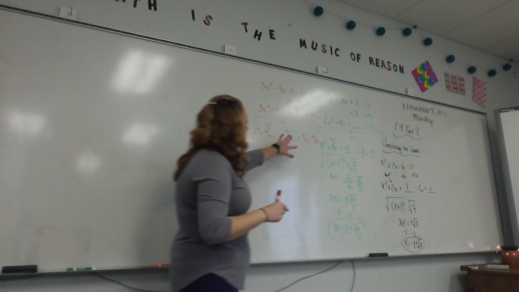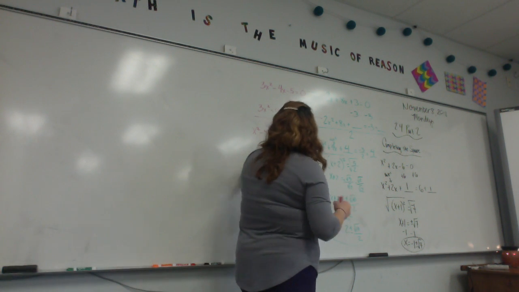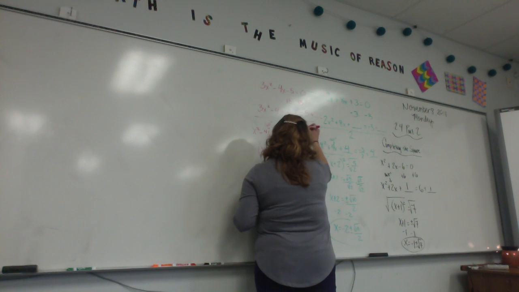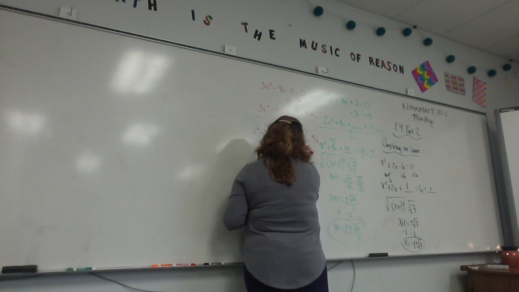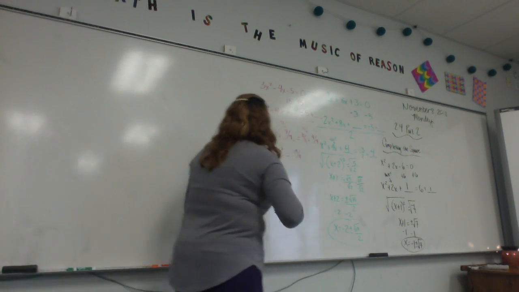So I need to change this to common denominators. I need to multiply by 3, so this changes to 15/9. What's 15 plus 4? So I get 19/9. Okay, now from here what do I do?